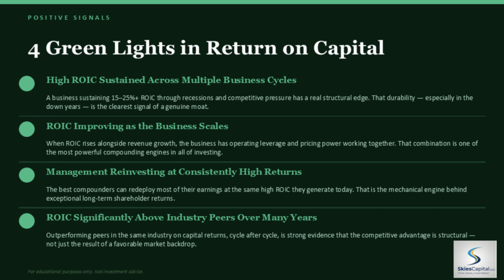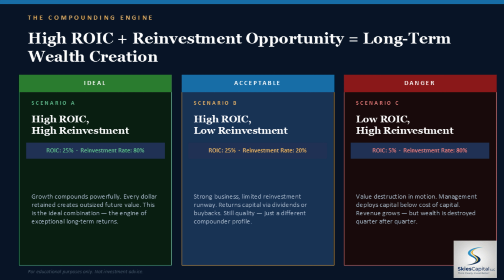Higher returns than last year, returns that improve with scale, management that can reinvest intelligently, and a business that out-earns its peers on capital. When a high ROIC is durable, scalable, and repeatable, you may be looking at a true compounder. Now let's make the compounding mechanic visual, because this is where it all comes together.